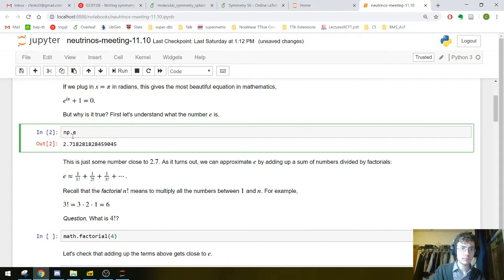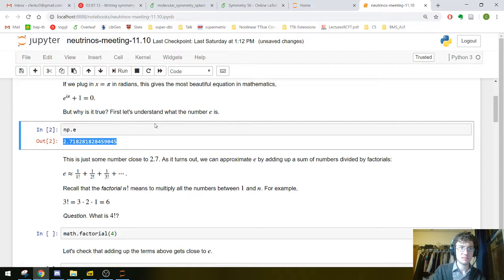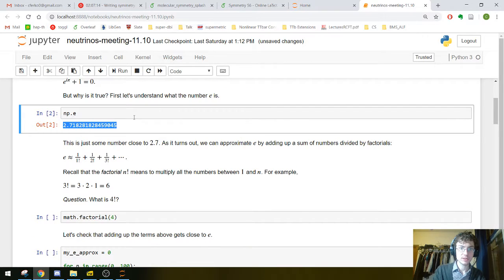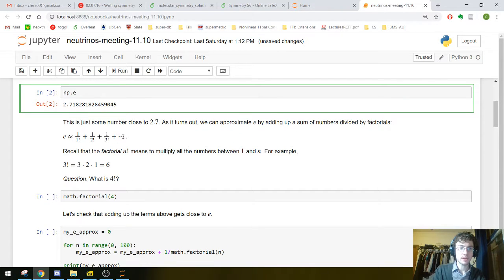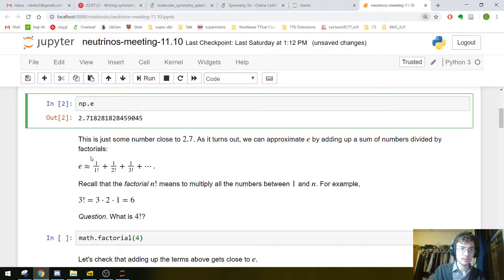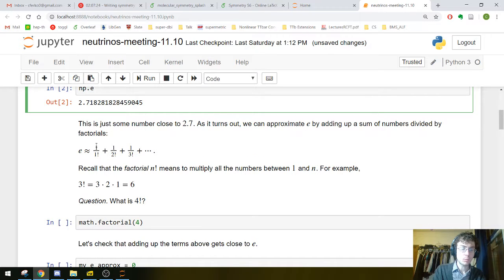So where did that number come from? Sometimes when you learn about this in school, they tell you something about continuously compounded interest. But there's another nice way of defining e. You just add up a bunch of numbers, which you can see here. I'm zooming in a little bit. You add up 1 divided by the factorial of the integer 1, then 1 divided by 2 factorial, 1 divided by 3 factorial.